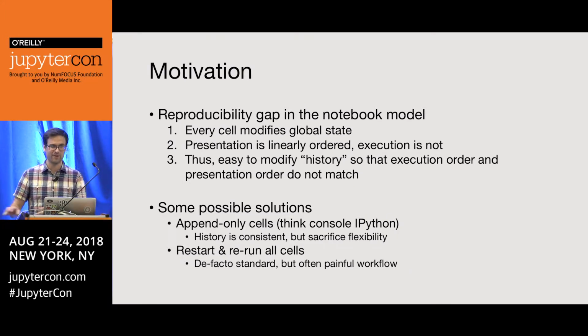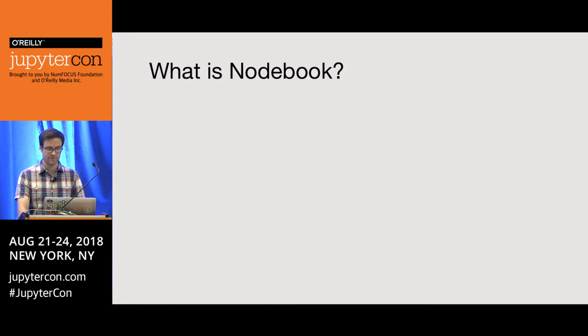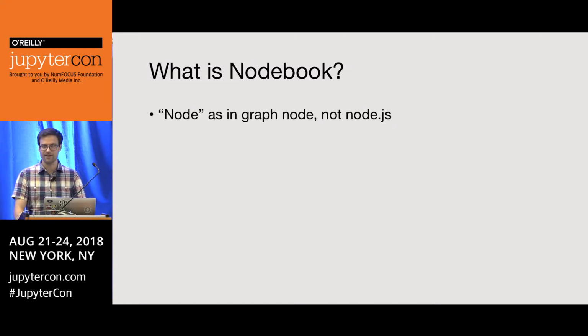And then I come back to it a month later, and I have this thing that I have no idea how it got to be in the state that it is in. So another approach is what I'm going to talk about here with Nodebook. So what is Nodebook? Sorry to any Node.js users. Node isn't a graph node. The term's a little bit overloaded. I made a temporary working name for this, and then just left it. So that's how it got its name.